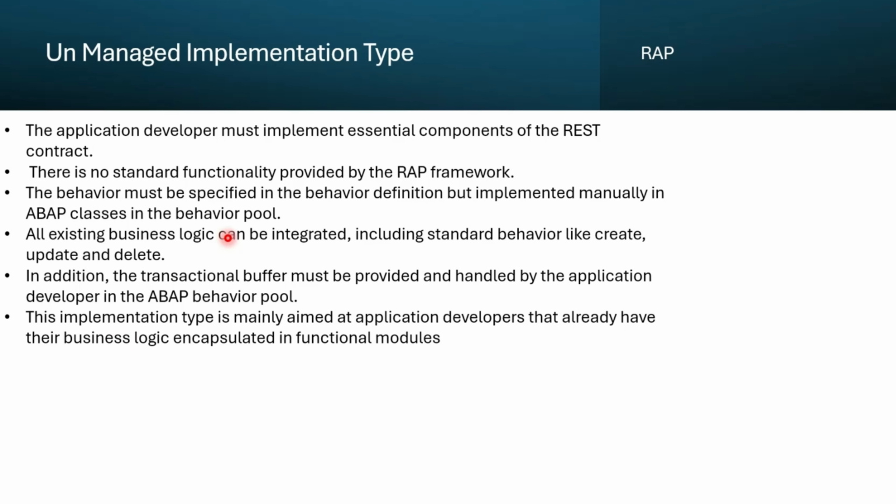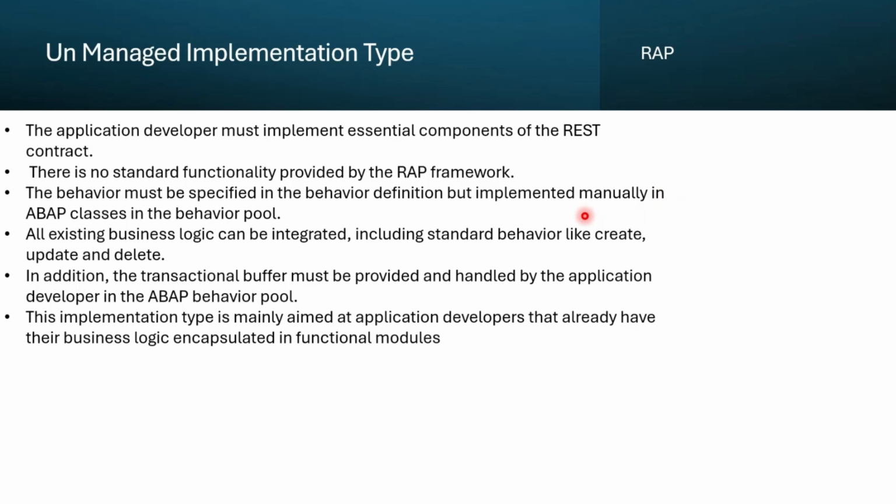Now coming to the unmanaged implementation type. So here in unmanaged implementation, we have to implement all the components. Here the framework doesn't do anything. Here the framework does not provide standard functionality. The application developer, that means we as a developer, have to work on each and everything. We will be defining the behavior in the behavior definition, but the create, read, update, delete, all the things have to be done manually.